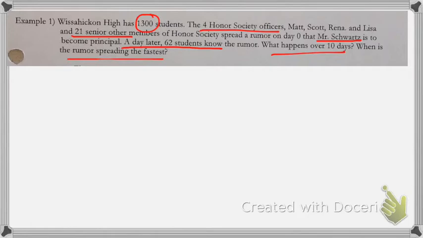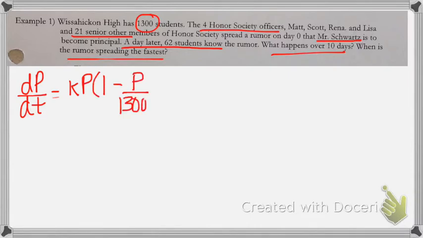Alright, so first of all, you're going to write the equation. We don't know K. Basically, you're just filling in everything. The only thing we know is that the L is 1,300 because there's 1,300 people at the high school, so that's as much as it can be. Alright, so that's the first part of it.